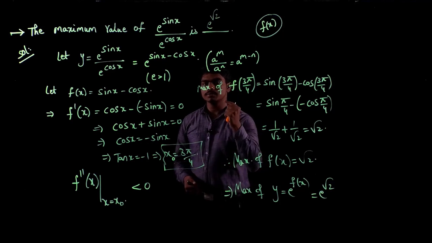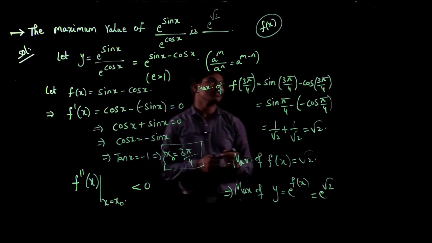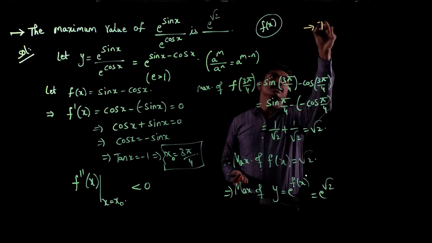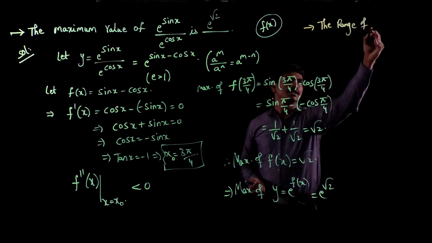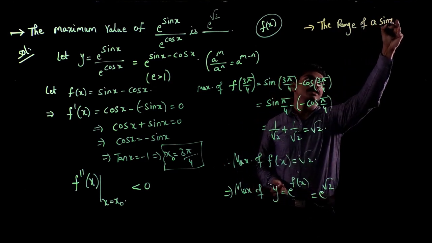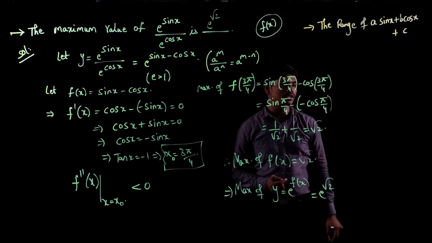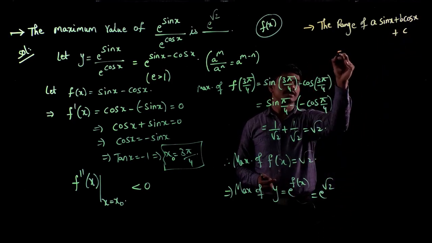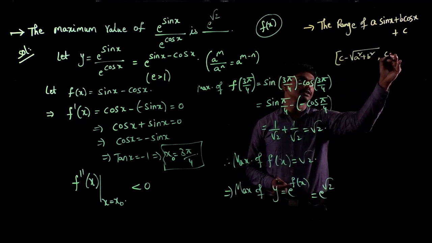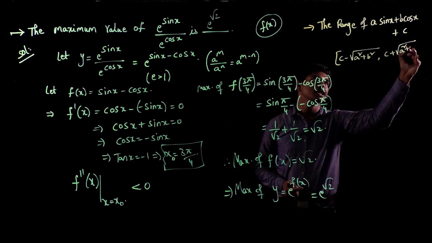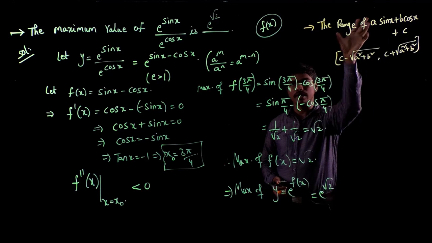Now, if you know one extra point, one point in excess, that could help you much better in this case. For example, if your function is like a sin x plus b cos x plus c, then the range of this function is from c minus root of a square plus b square, comma, c plus root of a square plus b square. Meaning this is the minimum value of this function and this is the maximum value of this function.